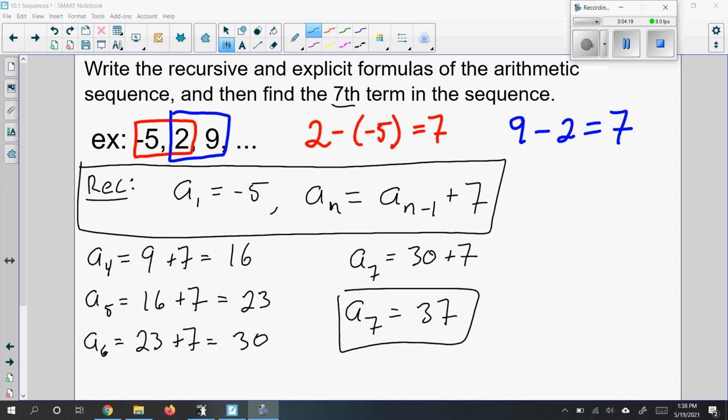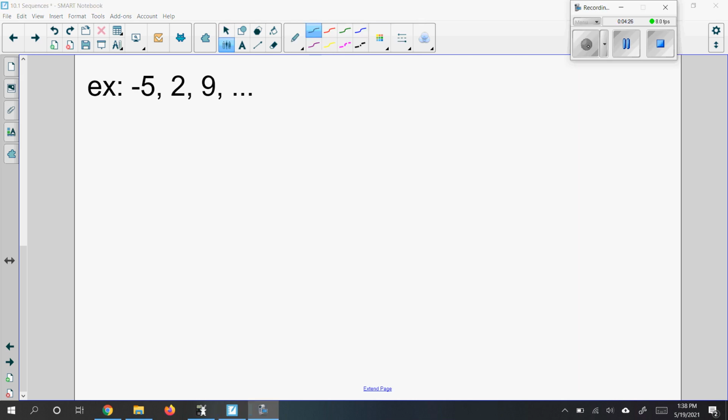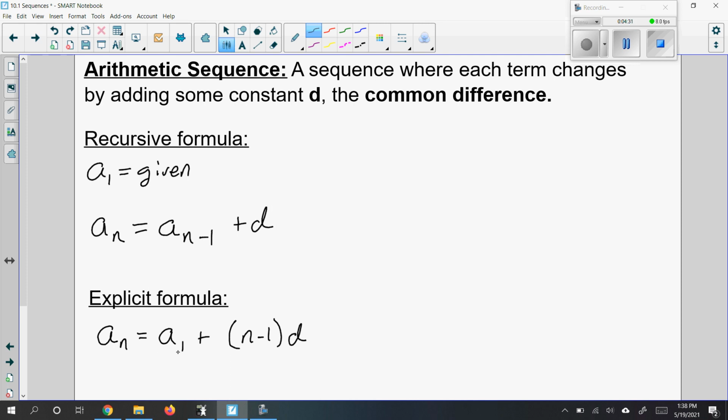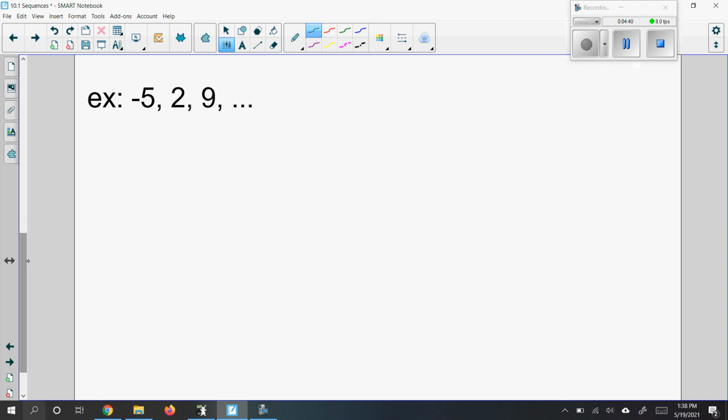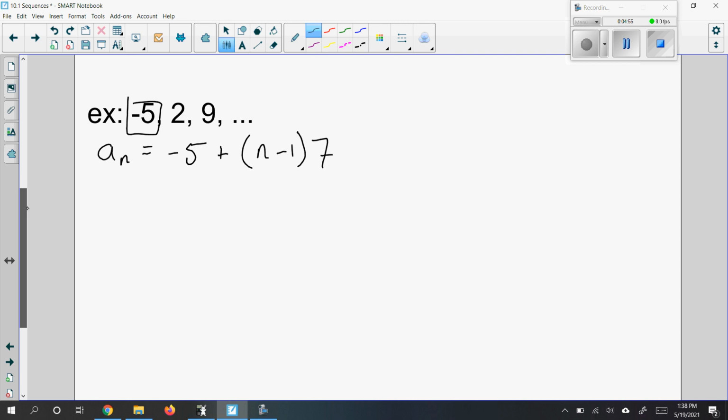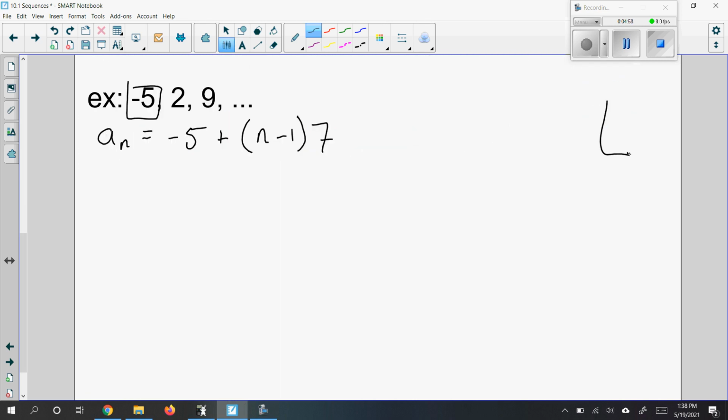So let's take a look at the explicit formula. The explicit formula: a sub n equals a sub 1 plus n minus 1 times d. So a sub n equals a sub 1, which is negative 5, plus n minus 1 times 7. We previously found that d was 7. Okay, that was easy enough.